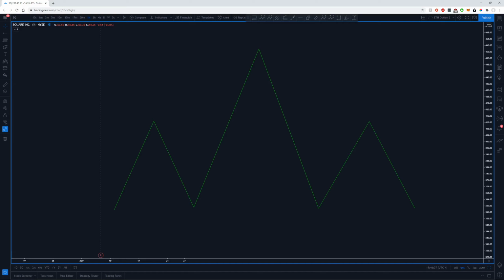Next up is our fifth pattern, and it's called a head and shoulders. A head and shoulders is made up of 3 different peaks, where we have peak number 1 here, peak number 2 here in the middle, and then peak number 3 right here.